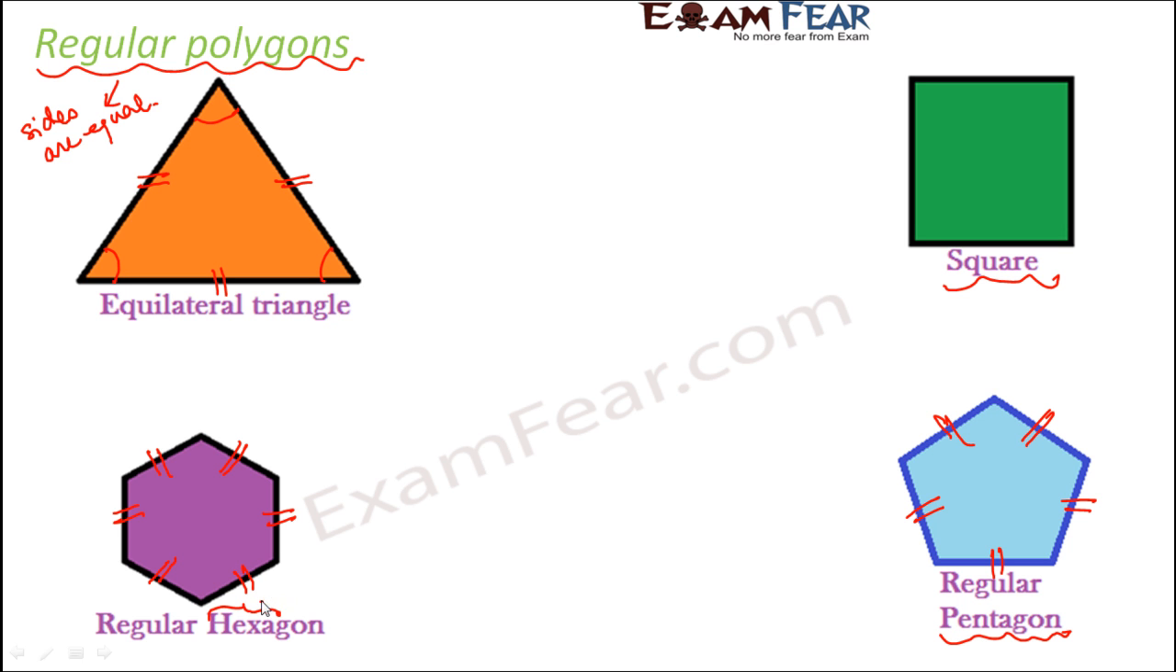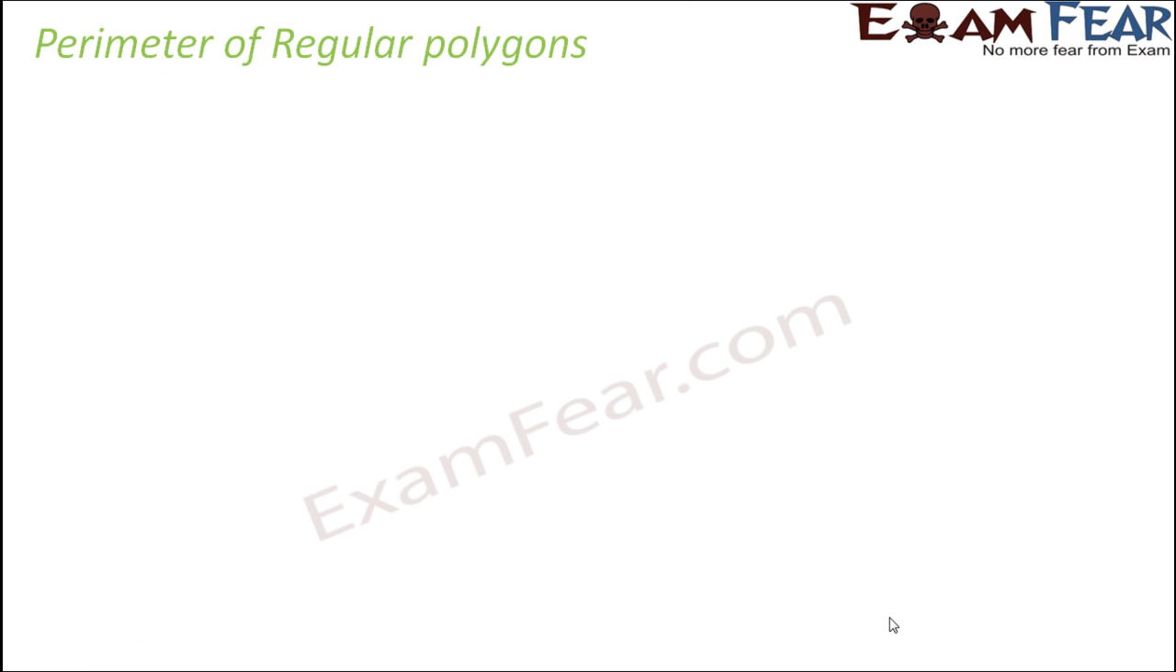So why are they named? So hexa means six. So a polygon with six sides is called hexagon. Now it is not necessary that all hexagons would be regular. You can also have hexagons where all the six sides are not equal in length. But if the six sides are equal in length, then it is called a regular hexagon. Similarly, the term penta means five. So a polygon with five sides is a pentagon, and if all five sides are equal, then it is a regular pentagon. Perfect. Now the question is, how do we find out perimeter of regular polygons?